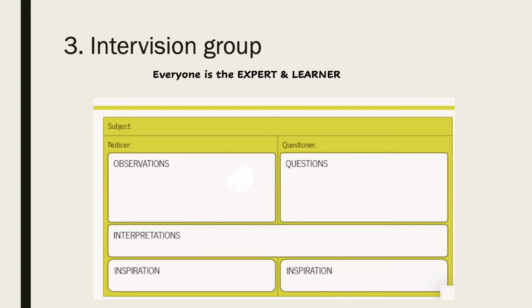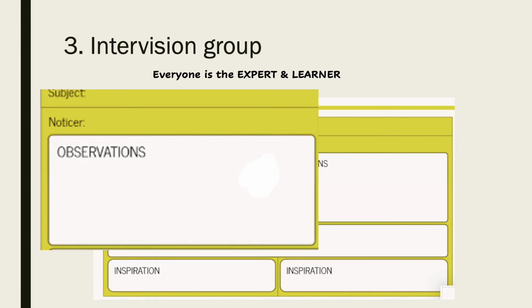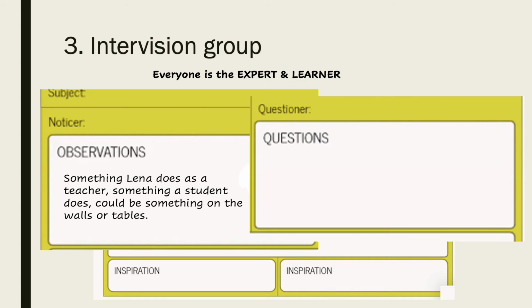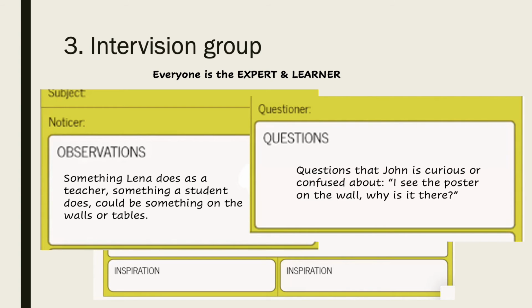So it starts off where the 2 adults, we're going to say John and Lauren, go to Lena's art class, where Lauren is going to be the noticer. So she's going to write down any observations that she sees throughout the class experience, anything that catches her attention or stands out in any way. This could be something that Lena does as a teacher or a student does. It could be something on the walls or on the tables. It could be anything that she's observing. While John's role will be the questioner. John is going to write down any questions that make him curious or confused.